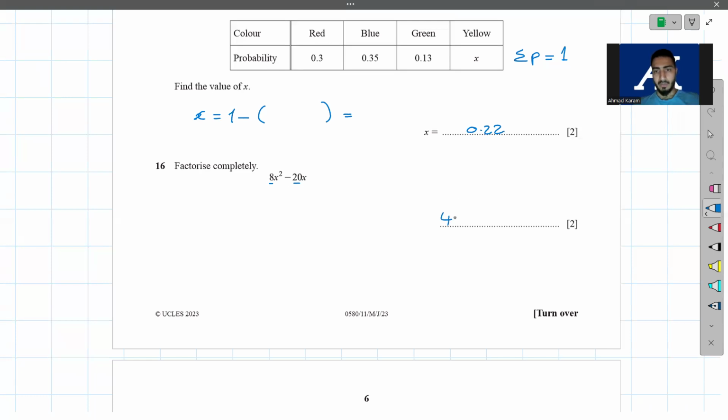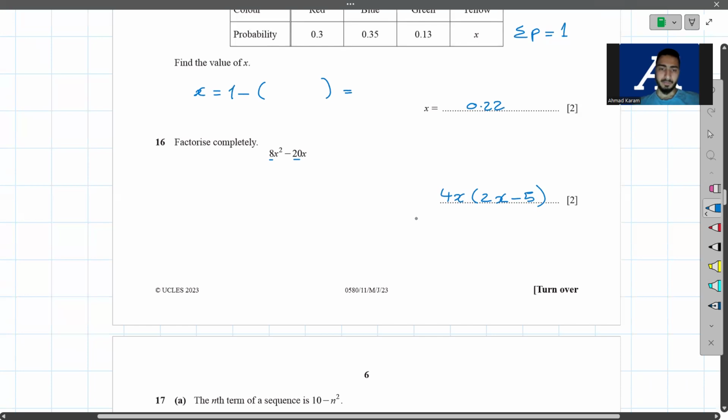Factorize completely. We have here the highest common factor between 8 and 20 is 4, and the lowest power is x. So it's 2x minus 5. Okay, to check your answer, you can expand again. So it's 8x squared minus 20x.